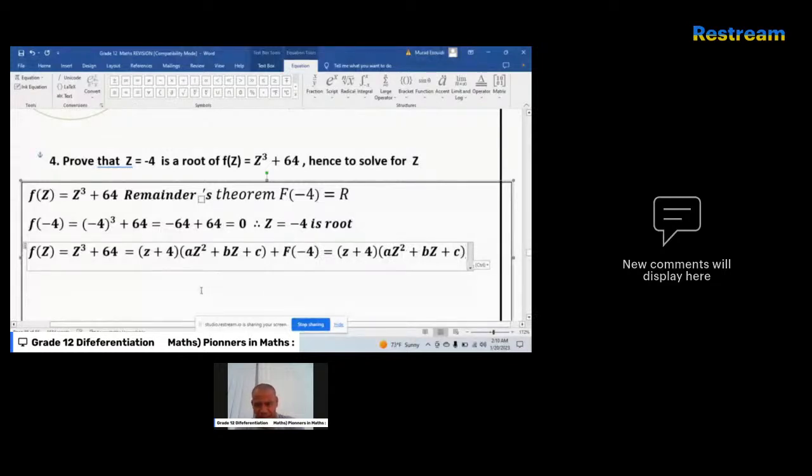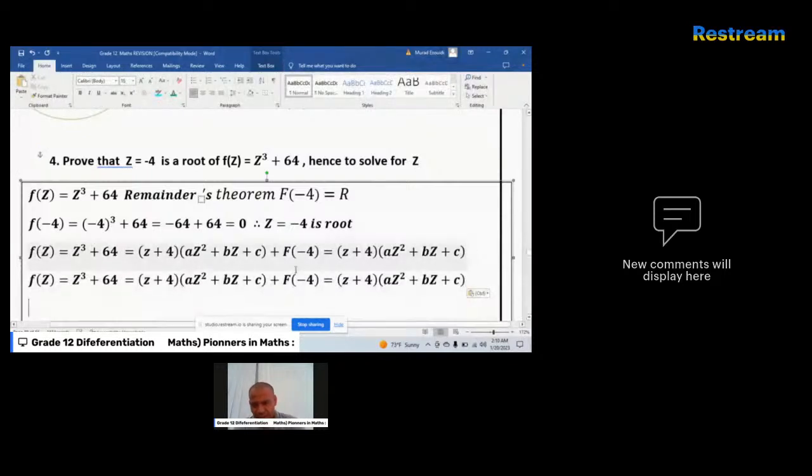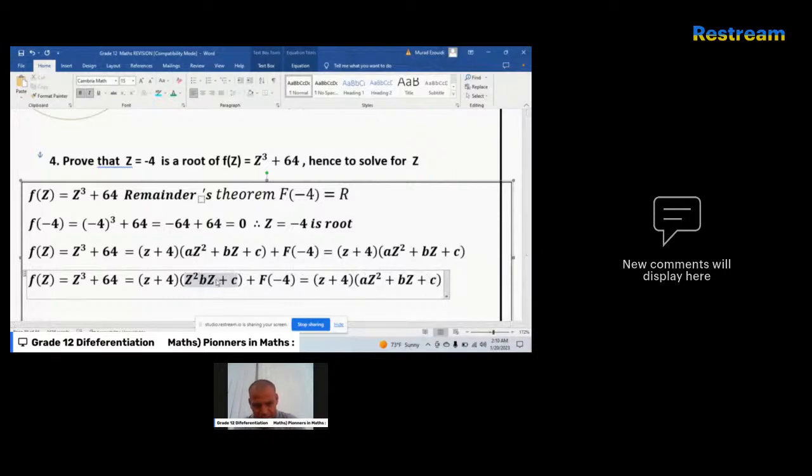I will just write it down. I'll write all of this if it is possible. So I will write f of z equals z plus 4 times, now I will change this as z square minus 4z plus 16. Then this one should be equal to 0.